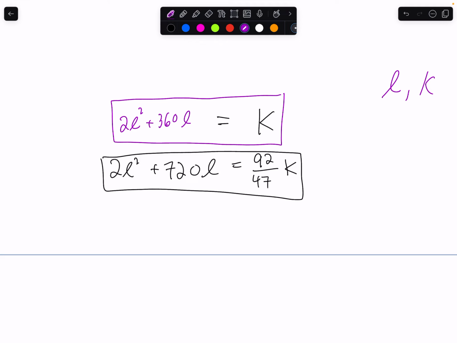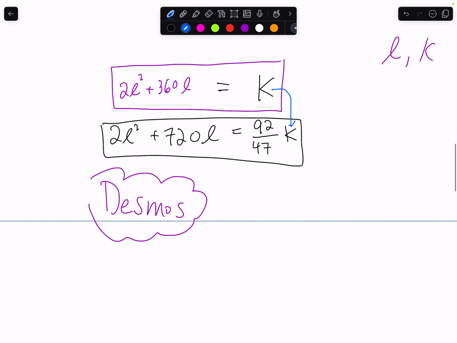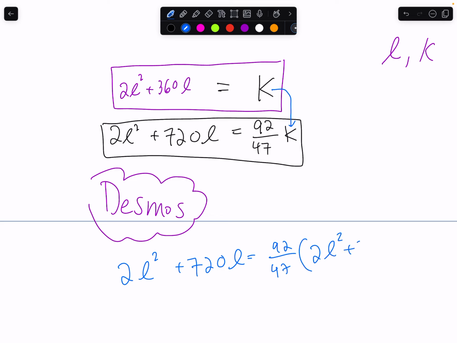Now we could feed this as is to DESMOS. I won't say Delta again, even though Delta Math, shout out to Delta Math, it's an incredible tool. We could feed this to DESMOS as is. I'll show you that at first. It's a bit ugly. Now notice we can substitute in for K. So in place of K, we could plug in 2L squared plus 360L.